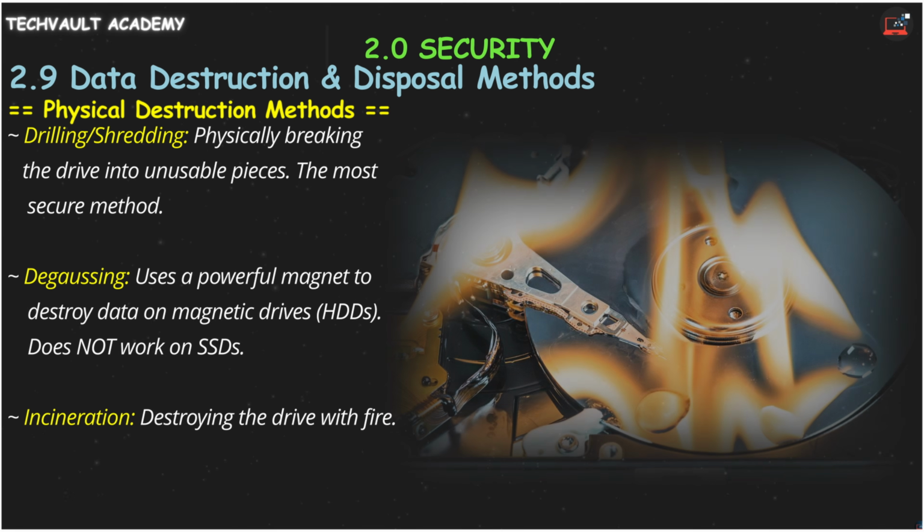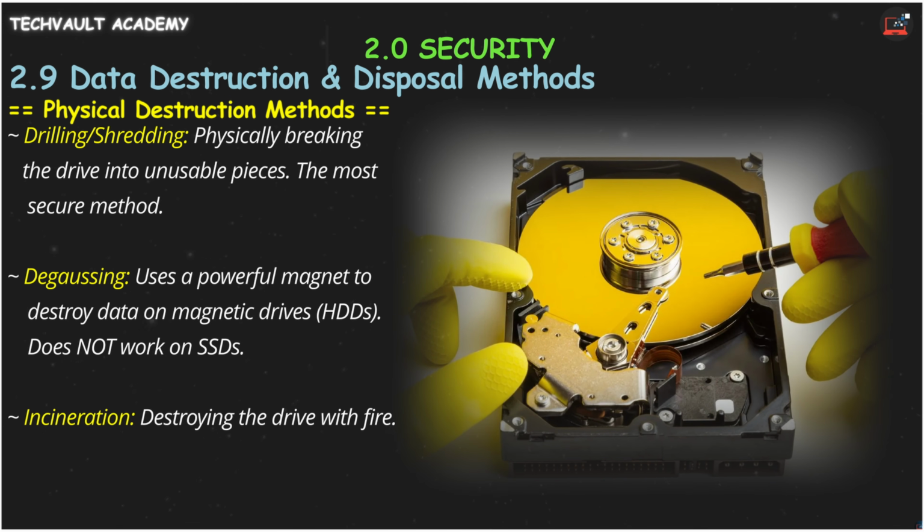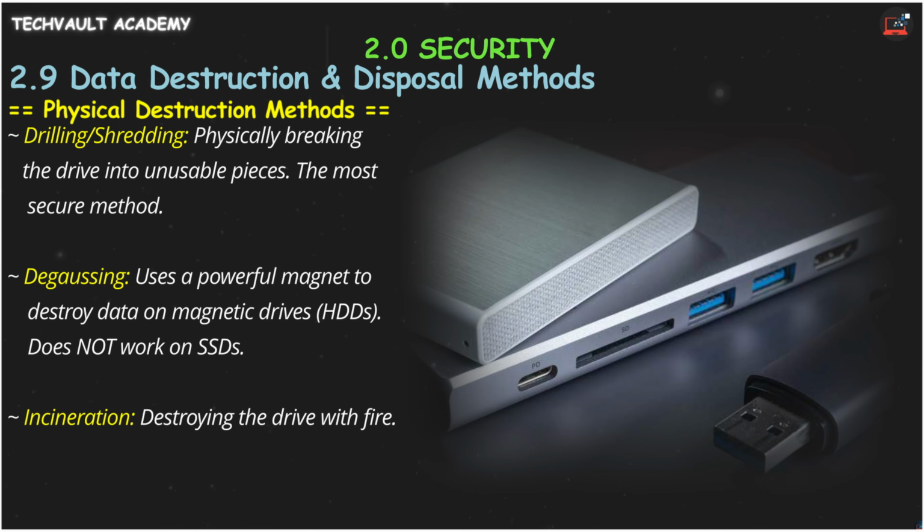A more technical method is degaussing, which uses an extremely powerful magnet to completely erase the magnetic field on a drive's platters, destroying the data and the drive itself. But be very careful. Degaussing only works on magnetic hard disk drives, or HDDs. It is completely useless on solid-state drives and flash memory.